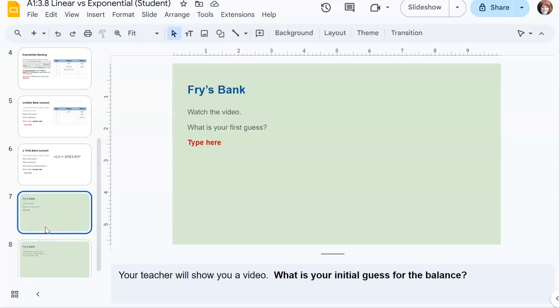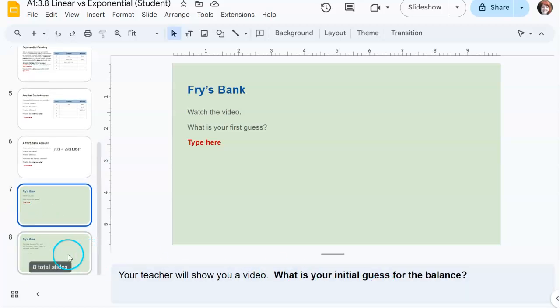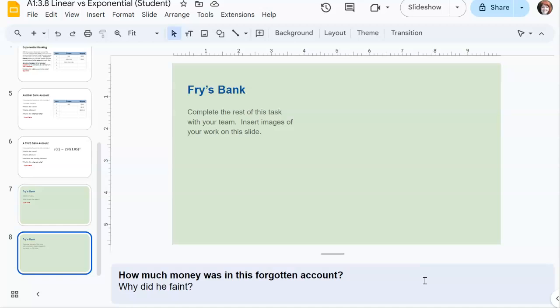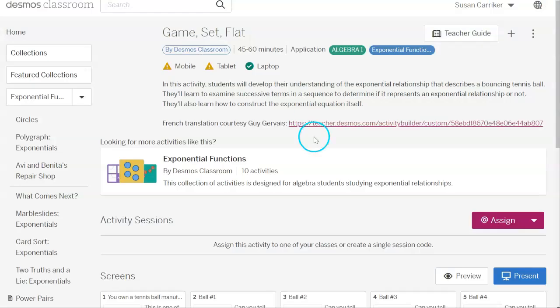So once they've watched the video, they're going to make their initial guess, and then they're going to work with their team on the remainder of the task. Since you have just completed some exponential banking questions, hopefully that will give them some ideas of how to tackle this, maybe with a table. Maybe they could go straight to an equation. But they do need to create something that shows how this is growing over time, and then what would be the balance in the account.